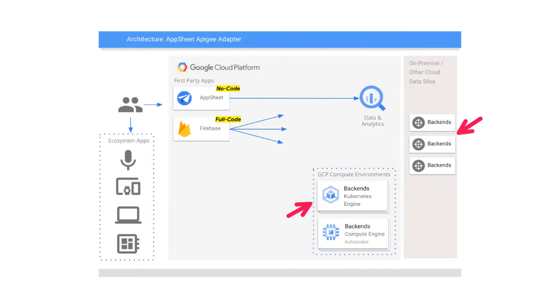Often, though, we don't just have one data source, but lots of different backends, both on-prem, in other clouds, and in Google Kubernetes Engine or compute environments. In that case, a simple no-code app connected to a spreadsheet or database is not going to have access to all the data needed. Here we would normally need full code apps running in platforms like Firebase to offer front ends to our complex backend systems.